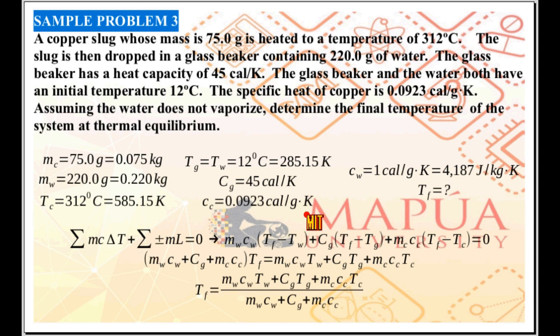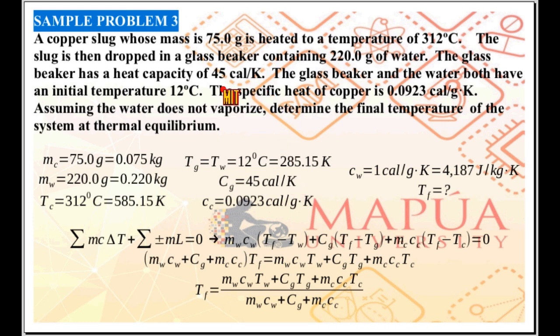Now, no mass of the glass beaker is provided. Instead, the problem gives us the heat capacity of the beaker itself. Remember that heat capacity is a property of the object itself, not the material making up the object. So the heat capacity of the glass beaker, not the glass comprising the beaker, but the glass beaker itself, is 45 calories per Kelvin. So capital C, heat capacity.